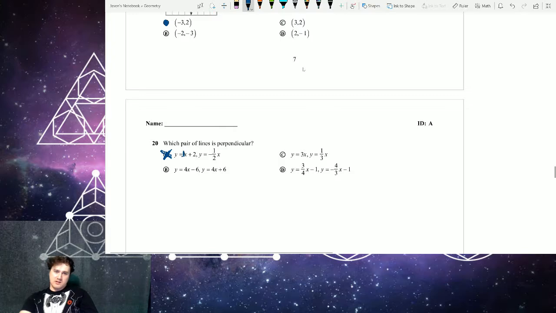Alright, so let's look at B. 4x and 4x. The slope of those are both 4. The slopes are the same, which will make it parallel, not perpendicular. So it's not B. Alright, C. We've got 3 and 1/3. It does flip the fraction, but the sign's still both positive. So that is not enough to make it perpendicular. So it's not C. So the very last one, 3/4 and negative 4/3. 3/4 flips to become 4/3 and the sign changes. D is the correct choice.